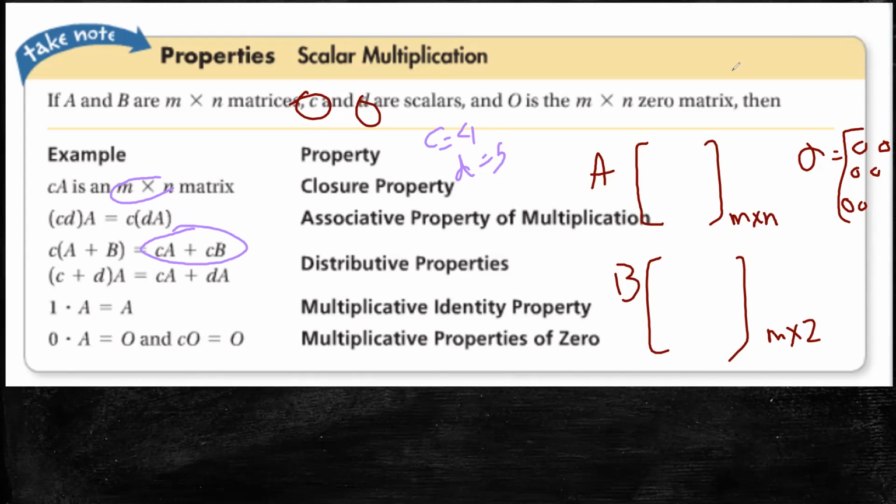Also, if you add C plus D, the two numbers, and multiply by the matrix A, you must get the same answer as if you multiply C by A, then add it to D by A, like the distributive property. And if you multiply 1 by any matrix, you must get the same matrix, which we call the identity property of multiplication. And if you multiply any matrix by 0, you must get 0, which is the property of 0.